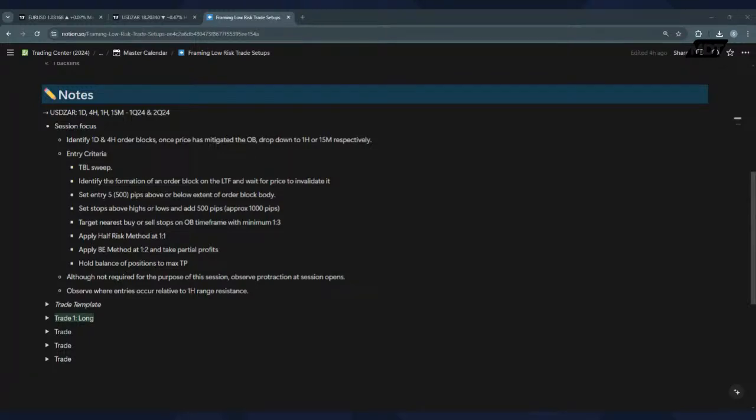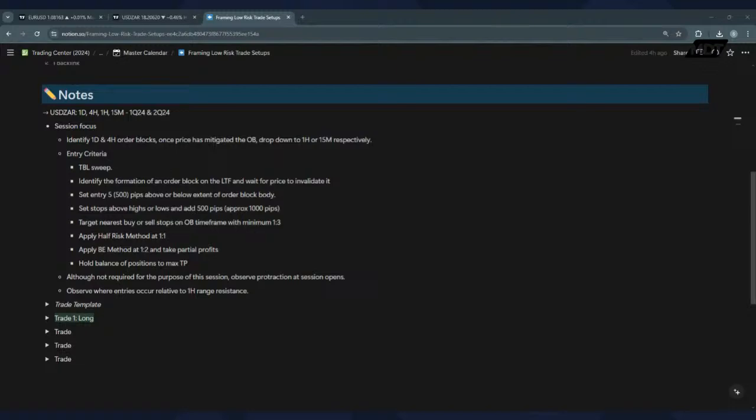Basically the session focus will be to identify 1 hour and 4 hour order blocks. Those are the key indicator areas that ICT is currently using to frame trade setups. And basically, once price has mitigated the order block, I'll then drop down to either the 1 hour or 15 minutes. So if it's a daily order block, I'll drop down to the 1 hour time frame. If it's a 4 hour order block, I drop down to the 15 minute time frame.